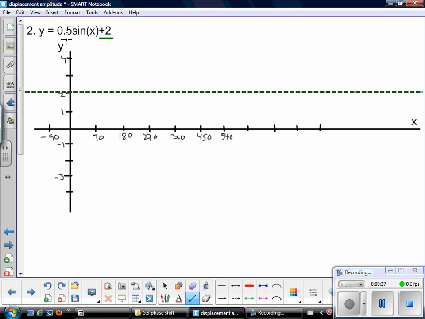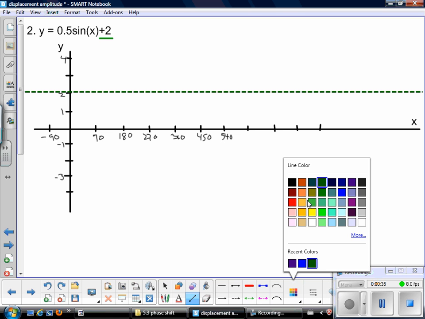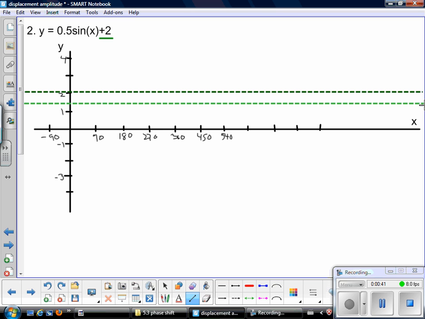Then what happens is I look at my amplitude. My amplitude says 0.5. So if it's 0.5, it means that I need to go down 0.5, so 1.5, and up 0.5, so 2.5. So my graph actually fits in between there. You can see that it's going to be tiny this time.